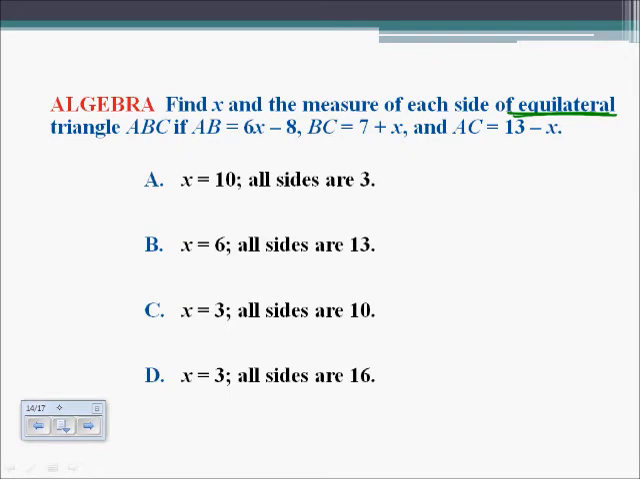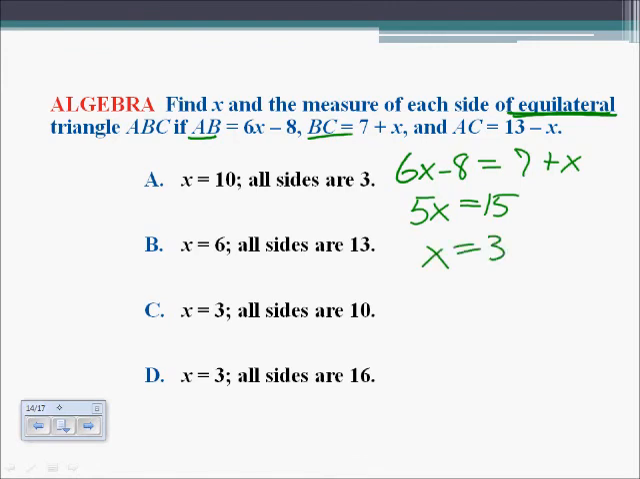So the first thing we have to do is, since we know it's an equilateral triangle, we know that AB is going to equal BC. So we can just take 6x minus 8 equals 7 plus x. Subtract x on both sides, 5x. We can add 8 to both sides, 15.